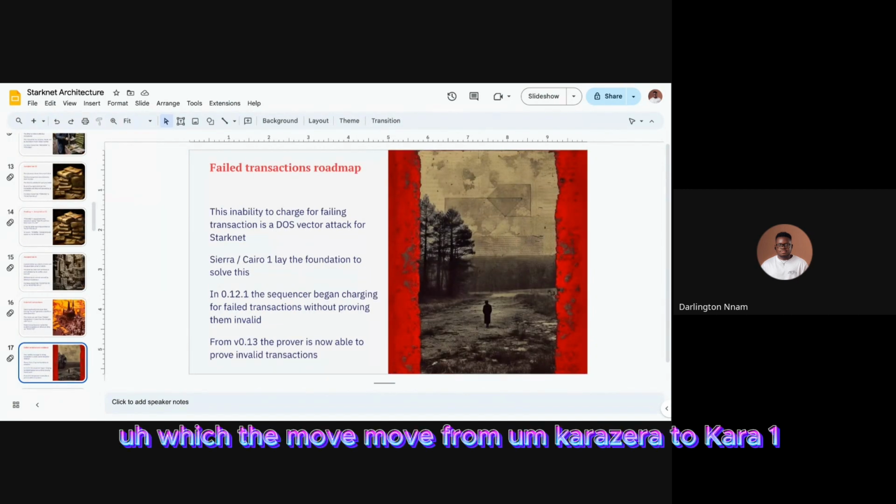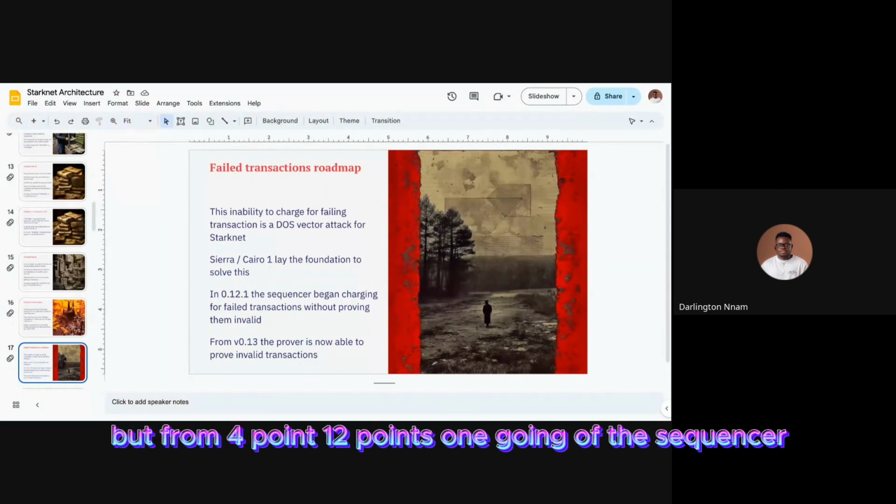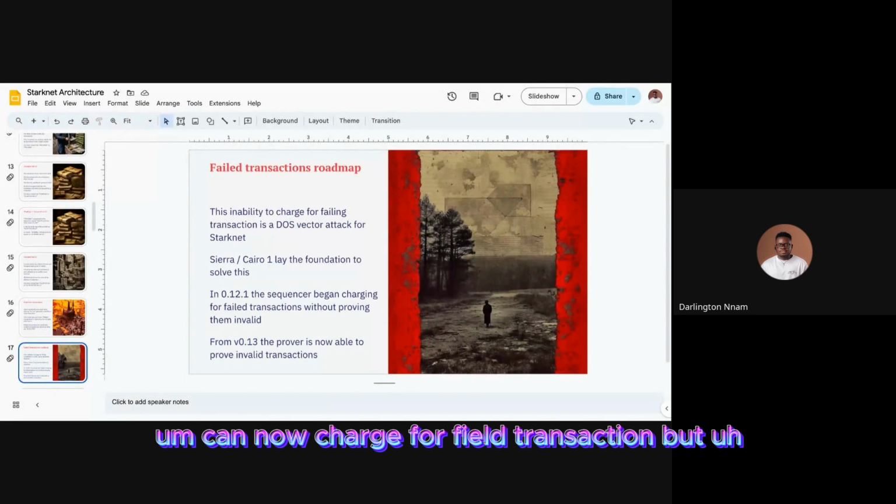But with the move from Cairo 0 to Cairo 1 and the introduction of the intermediate layer Sierra, now the sequencer can basically generate proofs for failed transactions and thus charge fees for them, because like I said earlier, the inability to charge for failing transactions made Starknet prone to a DOS attack. So from 0.12.1 going up, the sequencer can now charge for failed transactions.